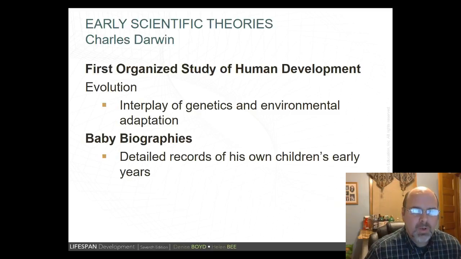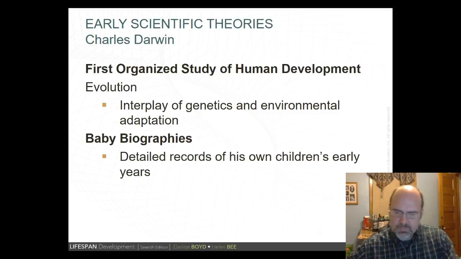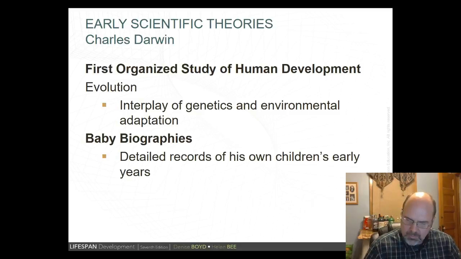Charles Darwin was the first one who had an organized study of human development. It started with his teachings and study on evolution. He had 10 children, and he did what are called baby biographies, in which he made detailed records of his own children's early years. He tried to use the study to come up with information to validate evolution. He proposed studying children's development to better understand the evolution of the human species.